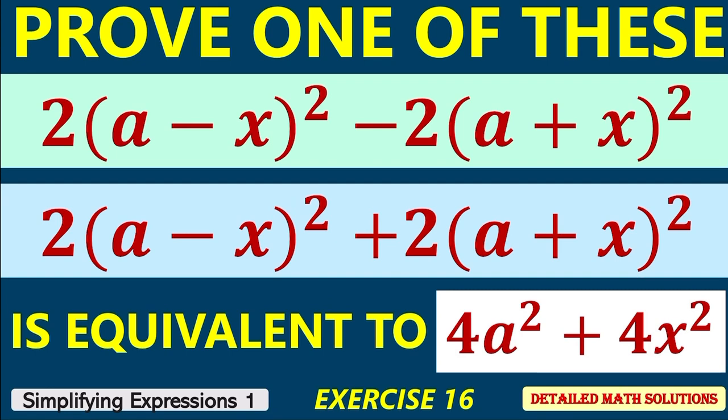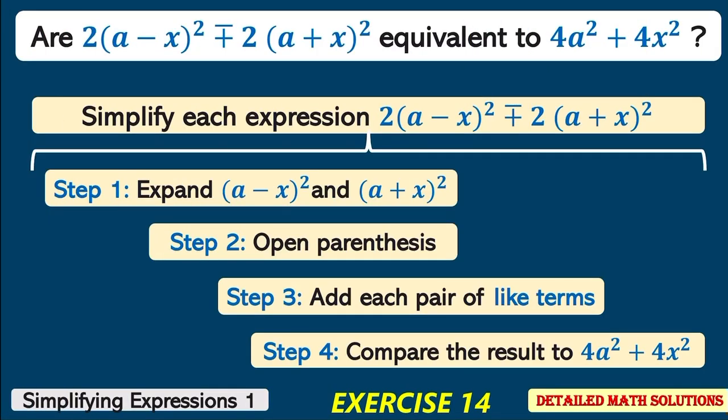In this video, I'm going to prove that one of the two expressions displayed on the screen is equivalent to 4a squared plus 4x squared. To prove that each expression is equivalent to 4a squared plus 4x squared, I need to simplify it and then see if it equals 4a squared plus 4x squared. To simplify each expression, I need to follow 4 steps.